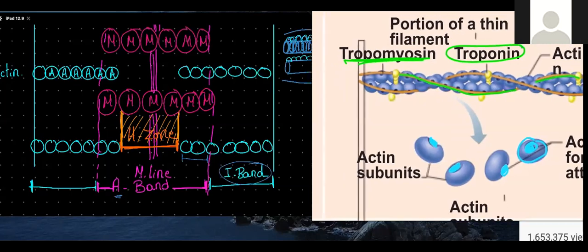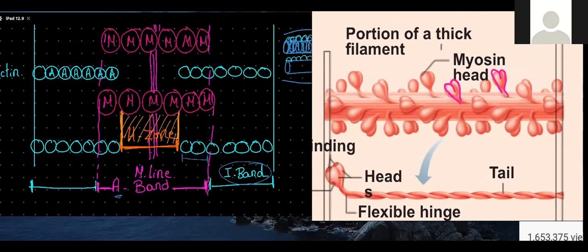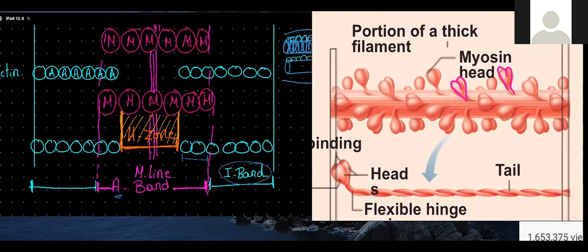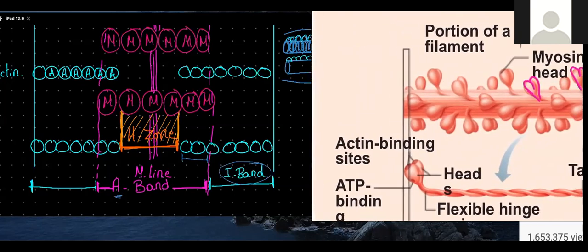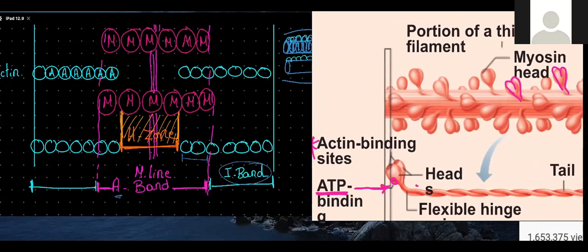So again, thick filaments are formed of the myosin subunits, which will have the myosin heads. Each one of the myosin heads is going to have the actin binding sites, and it also has binding sites for the ATP, the energy molecule, for it to bind, and this causes its extension for it to bind to the actin.